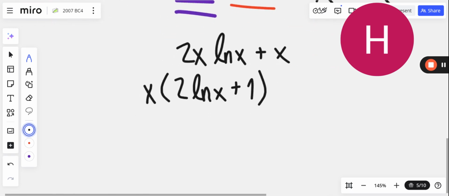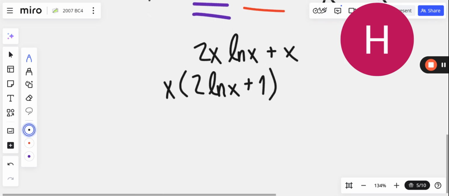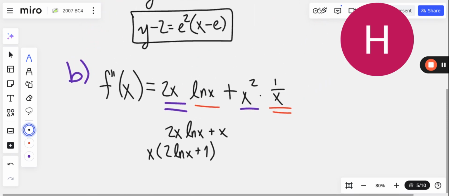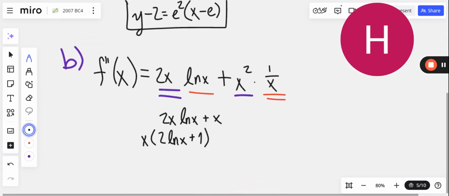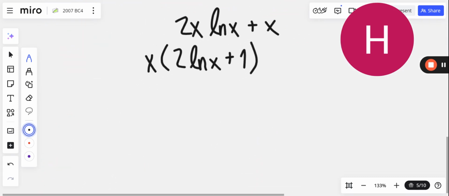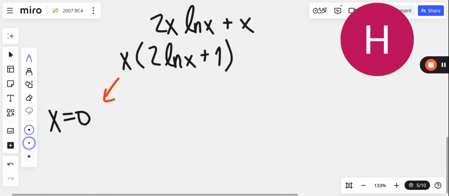Well, let's see when this is equal to 0. After all, it's asking if the graph is concave up or concave down from 1 to 3. Let's use a chart to analyze this. Of course, this is equal to 0 when x is simply 0. But what about 2 ln of x plus 1?